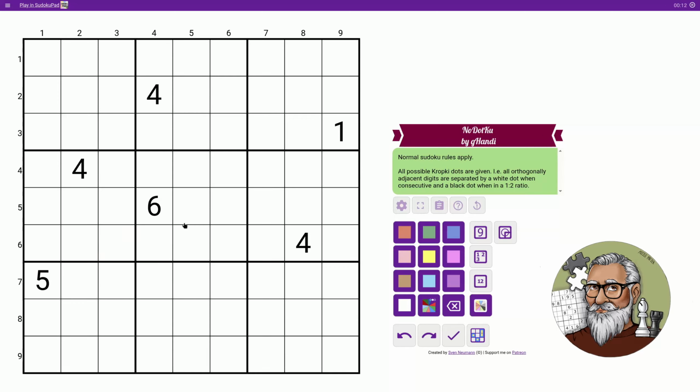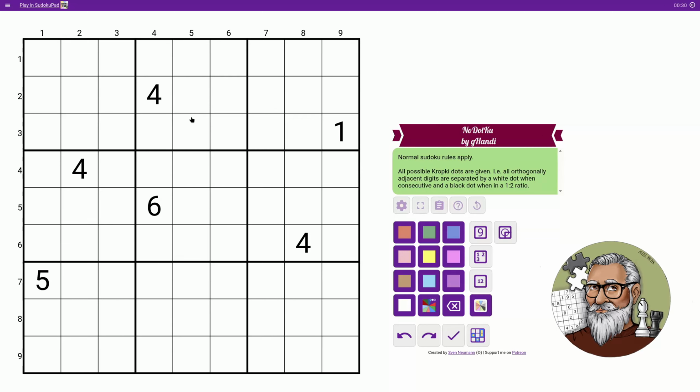Today I'm going to be trying my hand at NoDotKu by Ghandi, or Ghandi, seeing the capitalization. If you'd like to give it a go, there will be a link in the description below. If you do, please let me know how you fared and what you thought of it. Right, let's read the rules.